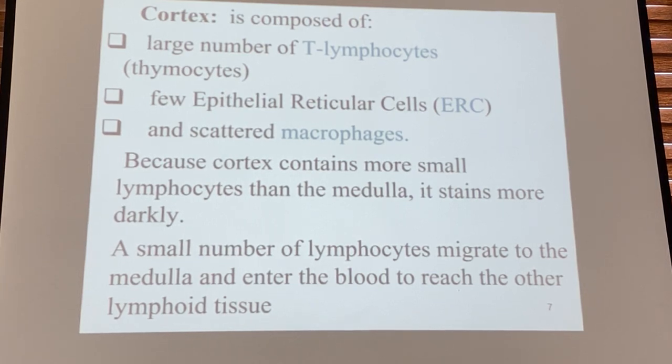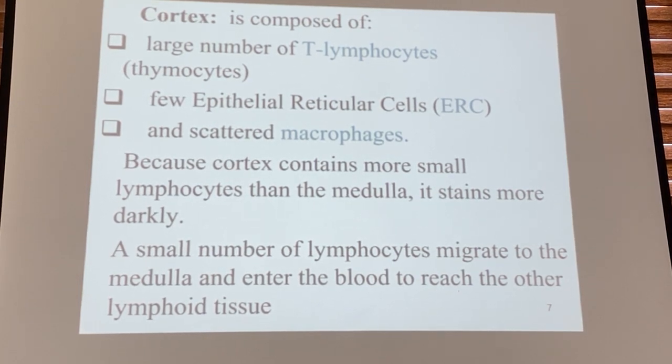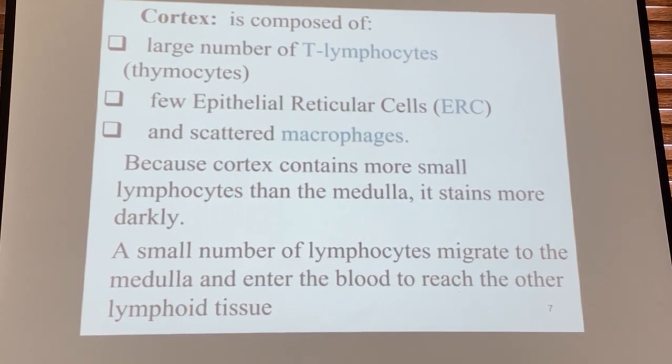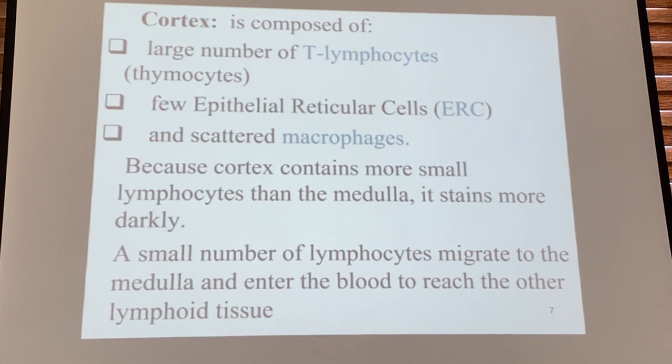Because the cortex of each thymic lobule is crowded with these small lymphocytes, in histological sections it appears darker and takes more stain than the medulla. A small number of lymphocytes migrate to the medulla from the cortex, and then they will enter the blood to reach other lymphoid tissues, for example, lymph node or spleen.